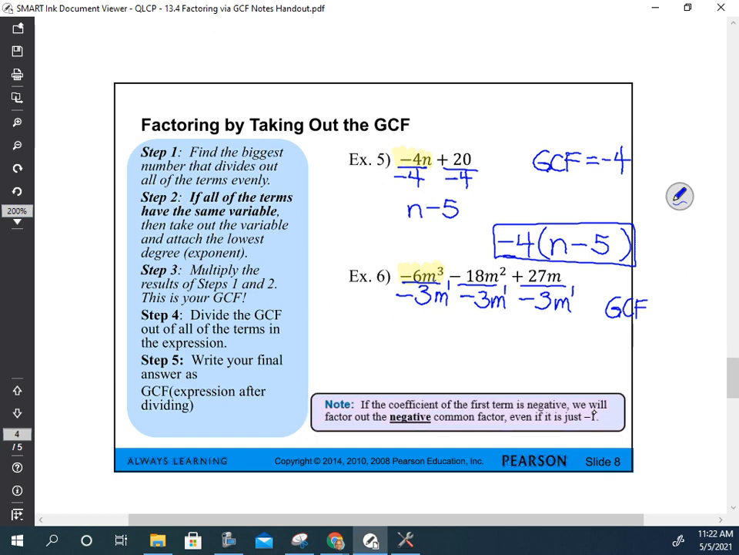Common factor is negative 3m. So you're going to have negative 3m, parentheses, something.